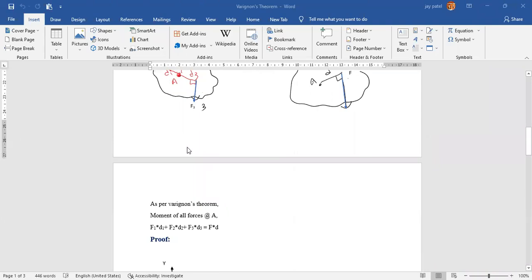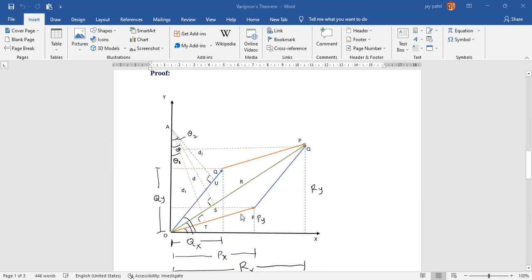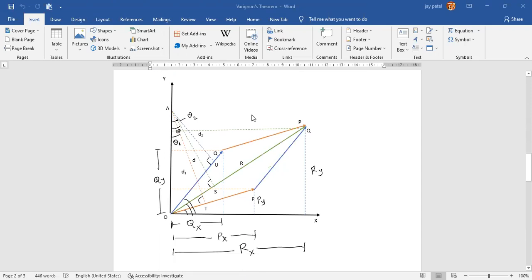Next, I have written the same here as per the Varignon theorem. Moment of all forces about point A, F1 D1 plus F2 D2 plus F3 D3, equals F into D. We have already discussed this. Now, we have to prove this particular theorem. Watch this particular sketch very carefully. In this sketch, we are going to derive Varignon's theorem.